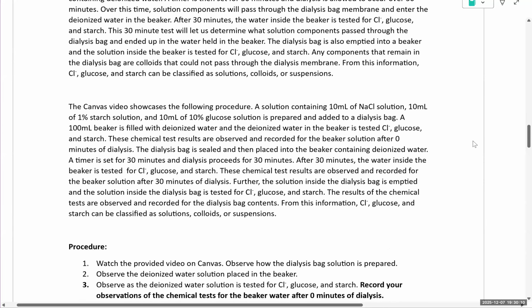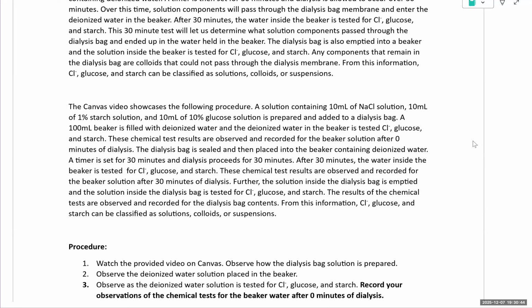So, here's the procedure that we're going to be seeing in the video. A solution containing 10 mL of sodium chloride, starch, and glucose solution is prepared and loaded into a dialysis bag. A 100 mL beaker is filled with deionized water, and that deionized water is tested for chloride, glucose, and starch. We're going to record our observations for those chemical tests. The dialysis bag is then sealed and placed into the beaker containing deionized water. A timer is going to be set for 30 minutes, and dialysis is allowed to proceed for 30 minutes.